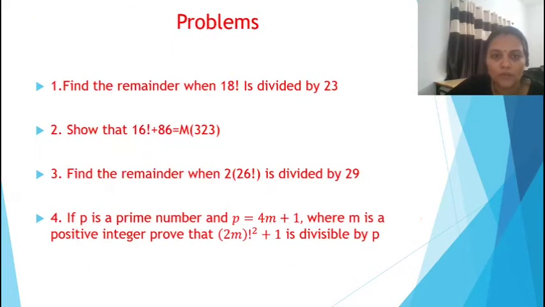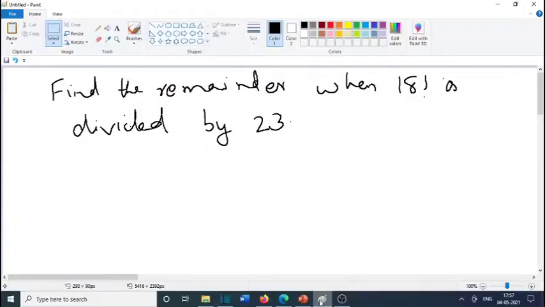Now we have 4 problems. First problem is find the remainder when 18 factorial is divided by 23. Next problem, show that 16 factorial plus 86 is a multiple of 323. Third problem, find the remainder when 2 into 26 factorial is divided by 29. And fourth problem is if p is a prime number and p equals 4m plus 1, where m is a positive number, prove that 2m factorial plus 1 is divisible by p. We can do one by one. First problem is find the remainder when 18 factorial is divided by 23.